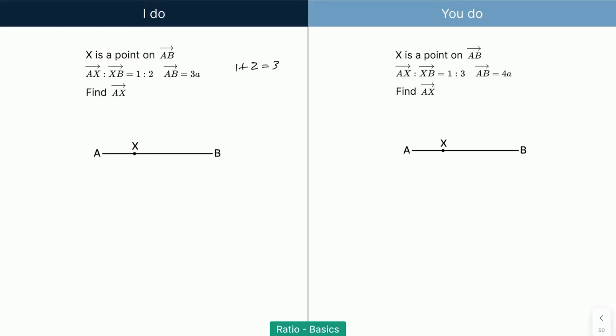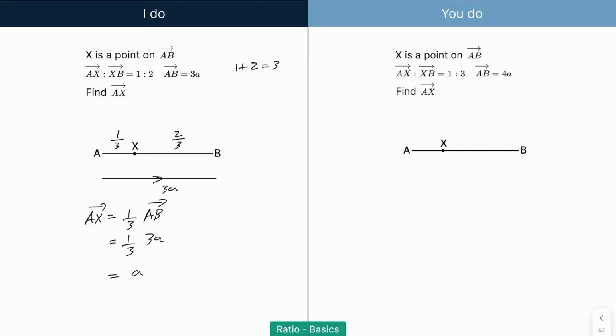Step 2, label them. So we know A to X is 1. X to B is 2. We're going to write that as a fraction, so divide it by the total. We know that the full length is 3a. Now the question is saying find A to X. So we can see that A to X is 1/3 of the full length, which is 1/3 of AB, which becomes 1/3 of 3a, which becomes a.